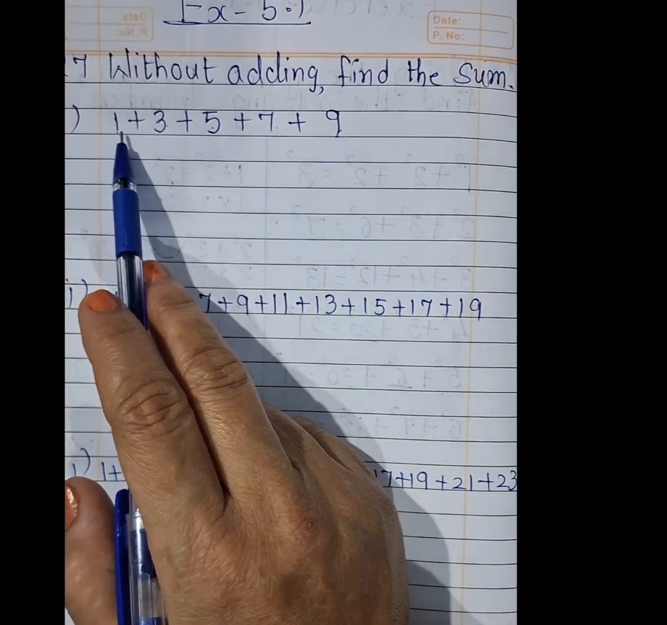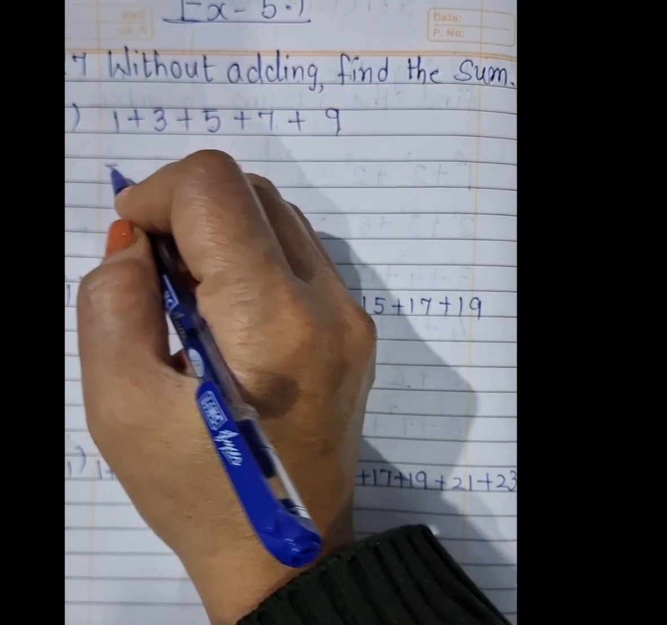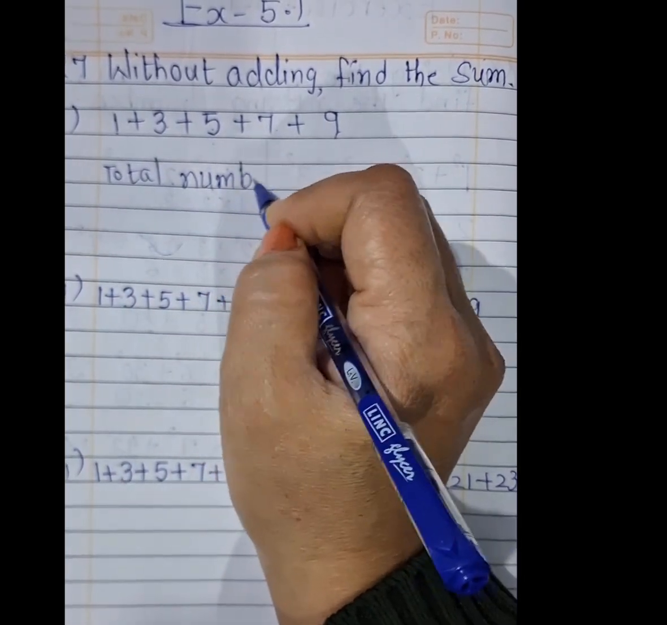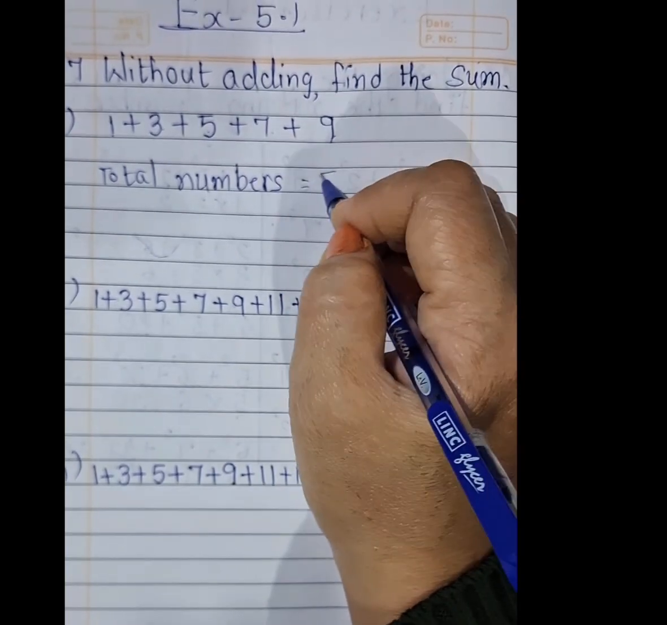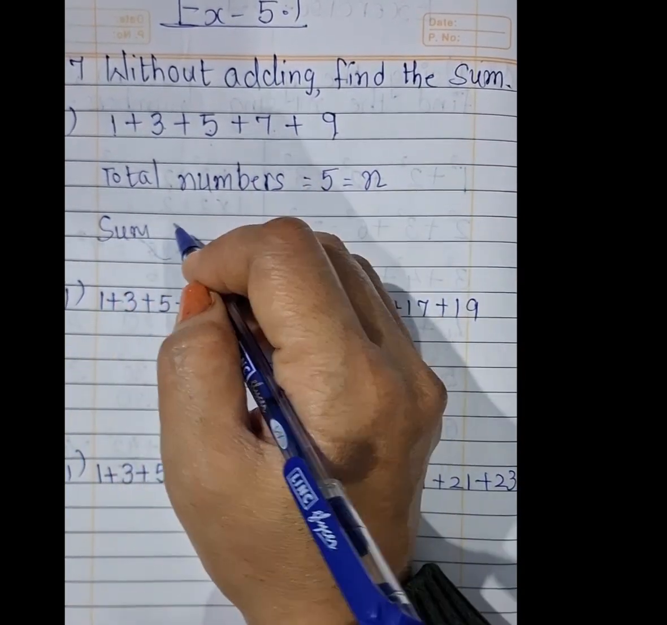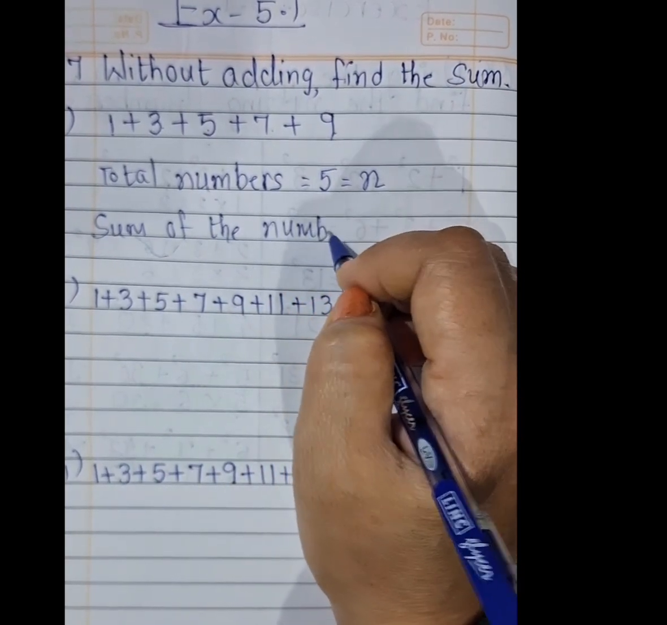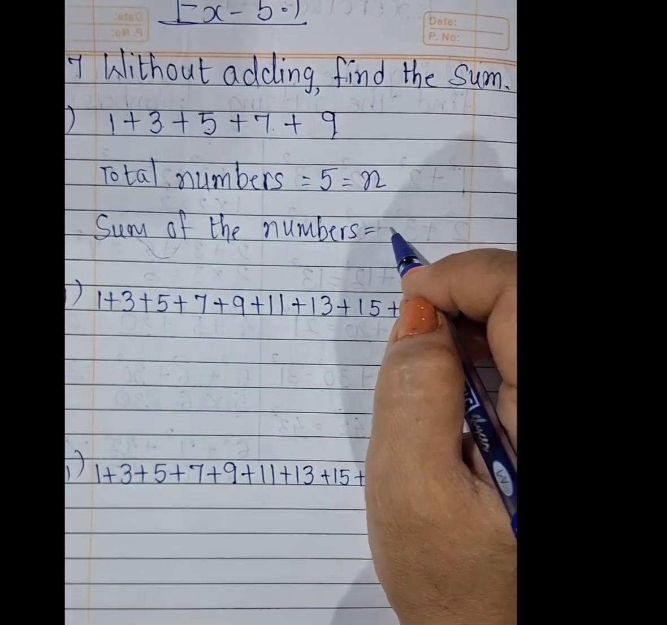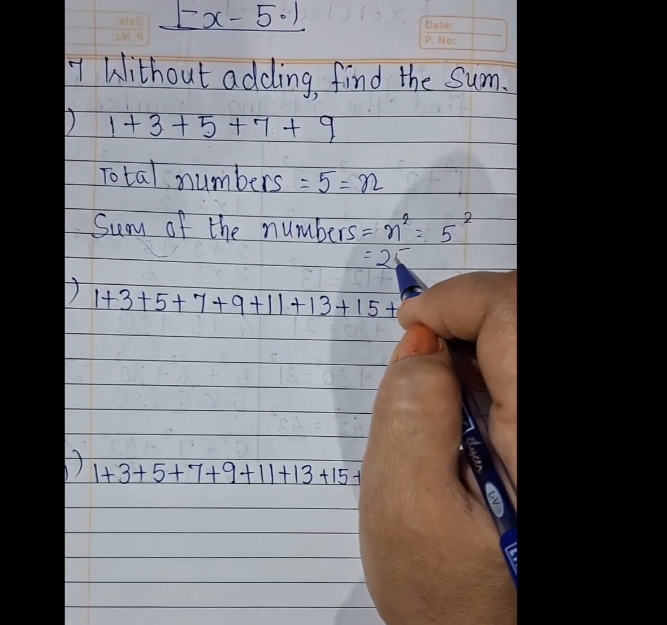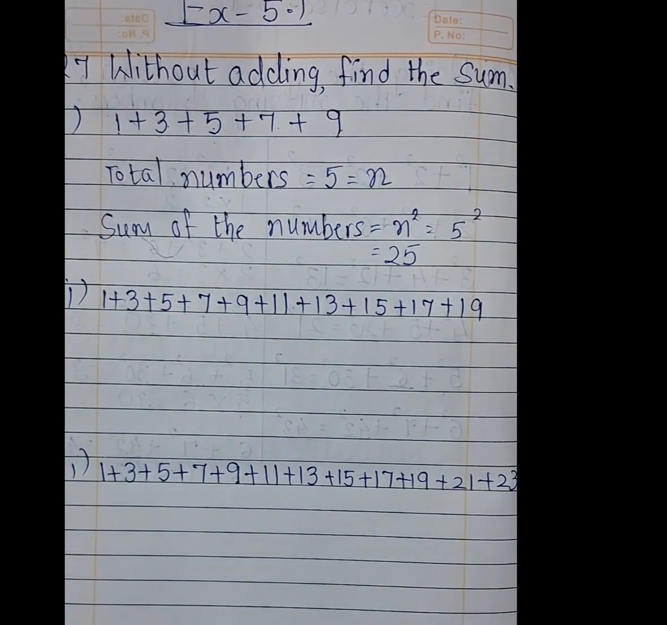Now we just count how many numbers are there. 1, 2, 3, 4, 5. So the total numbers are 5. Let's suppose this as n. So the sum of the numbers is equal to n square, that is 5 square, that is 5 5s are 25. That means if I add all these numbers, the answer would be 25.